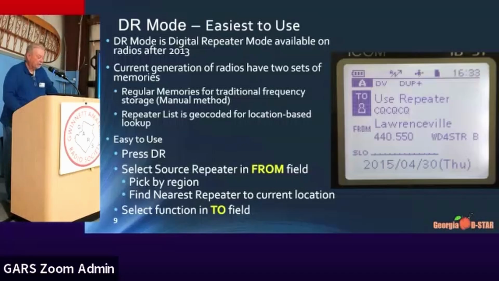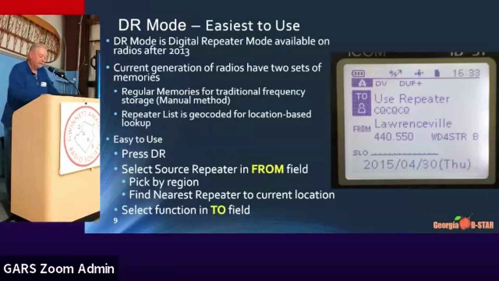So the easiest thing to do is I'm going to press DR. That gives you a screen like this. What you'll see is there's a To and a From. Here's what those mean. The From tells me where I'm going to transmit to. In this case, I'm transmitting to the Lawrenceville repeater, WD4STRB, which is the UHF one. And so I've selected that. So when I transmit, the From tells me where I'm going to go. The To tells me, okay, what do I want to do when I get there?